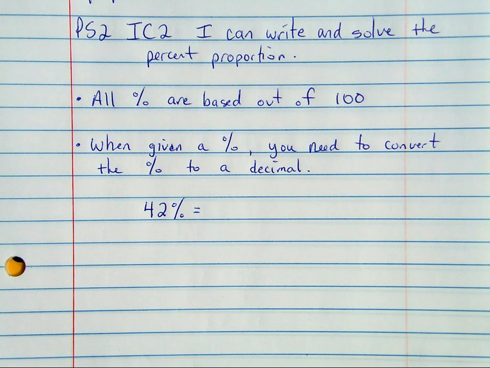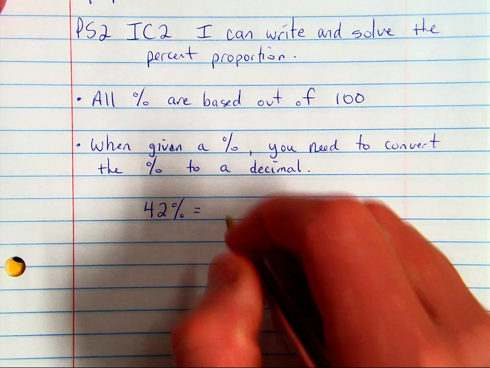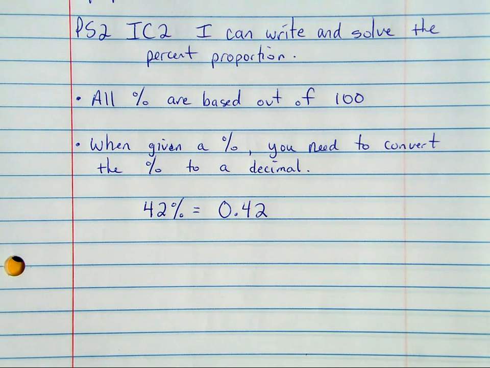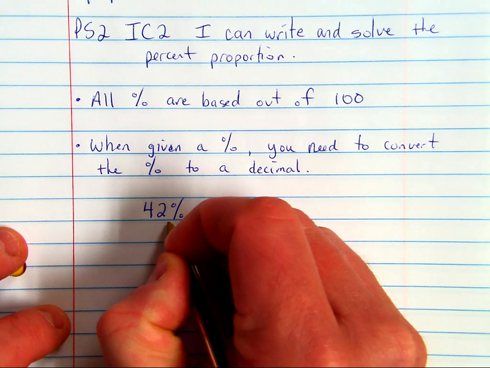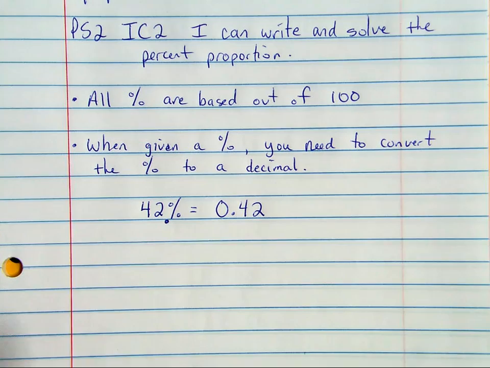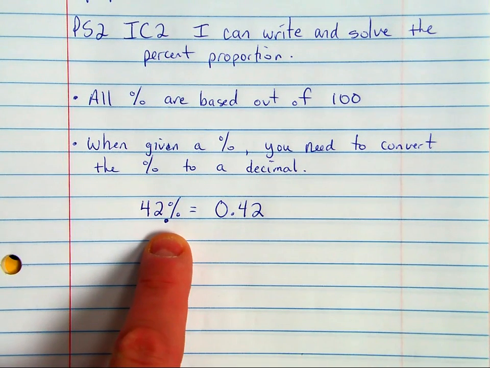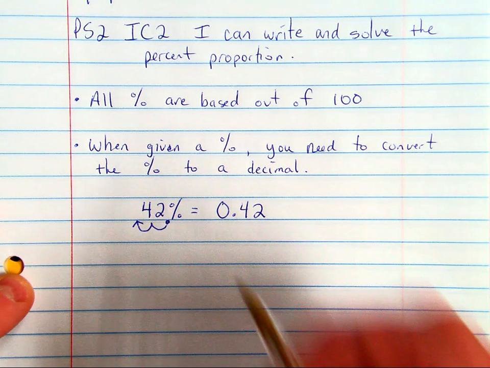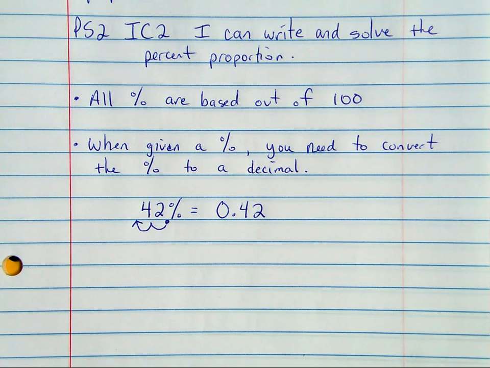If we were to convert that into a decimal, does anybody recall what the answer would be? Jalen. 0.42. Very good. Notice what we did is we turned the 42 into a whole number and put a decimal at the end. And then we moved that decimal 2 places to the left. The reason why you move the decimal 2 places to the left is for this reason.